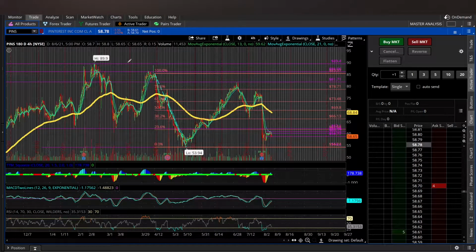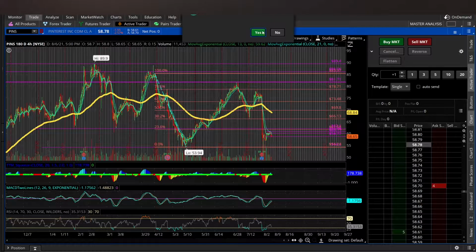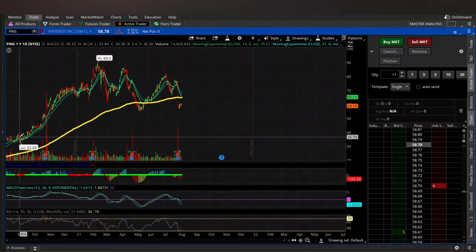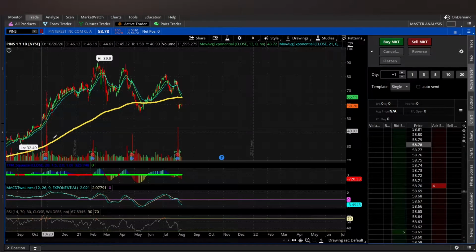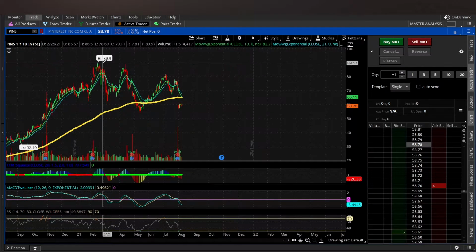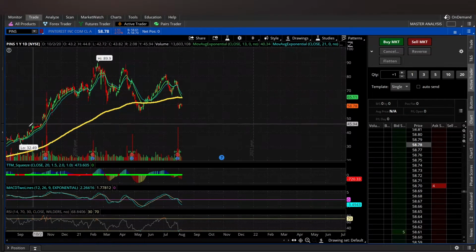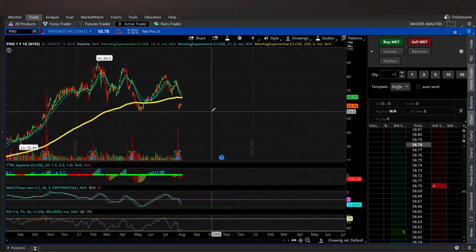All right, guys, so we're going to be looking at PINS. Now let's just clear the board here, clear my drawing set for you guys. Let's go ahead and start by looking at the daily time frame. We can see that it started out really low when it had its IPO last year. A lot of tech companies and e-commerce stores and different stocks and tickers, right, they were all exploding at the end of 2020, a lot of bullish momentum heading into the year of 2021.